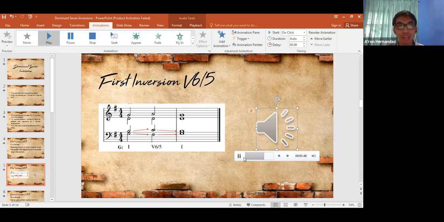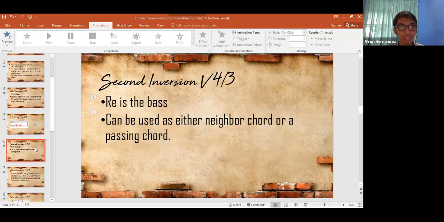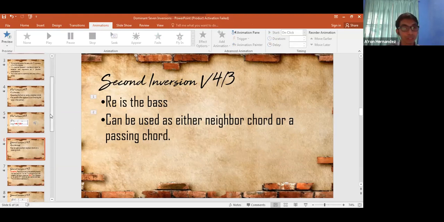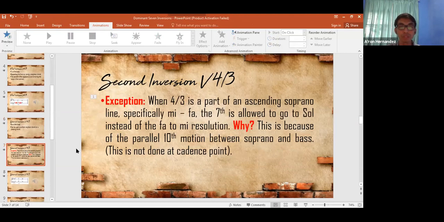Okay, so that is how the first inversion sounds. Now, the second type of inversion, or we call that as the 4-3. Re is the base, and then can be used as either neighbor chord or a passing chord. So, with this exception, I think in second inversion 4-3, maganda na maalala natin that when 4-3 is a part of an ascending soprano line, specifically, binabanggit sa atin ni ma'am yung idea ng mi, fa.